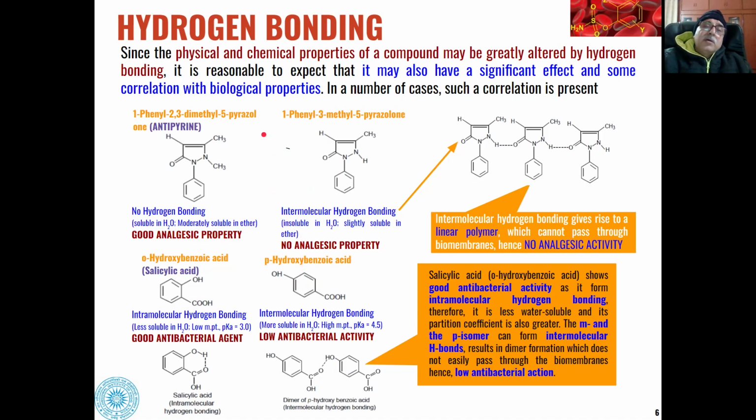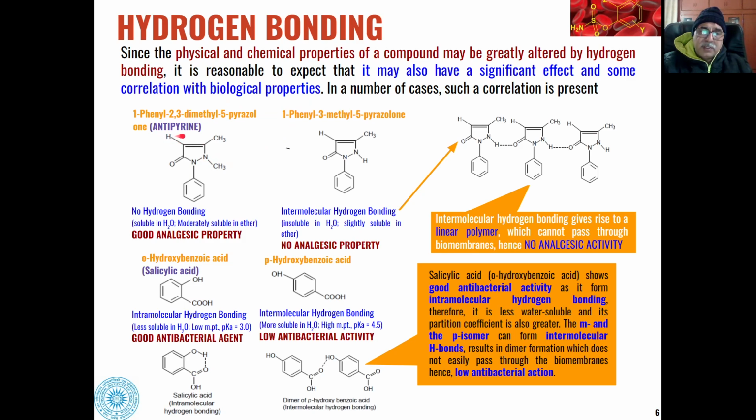Then the physical and chemical properties of a compound, as I've told you, may change because of hydrogen bonding, and this can be shown from a few examples also. And this extent of hydrogen bonding will also affect the biological properties of different types of compounds.